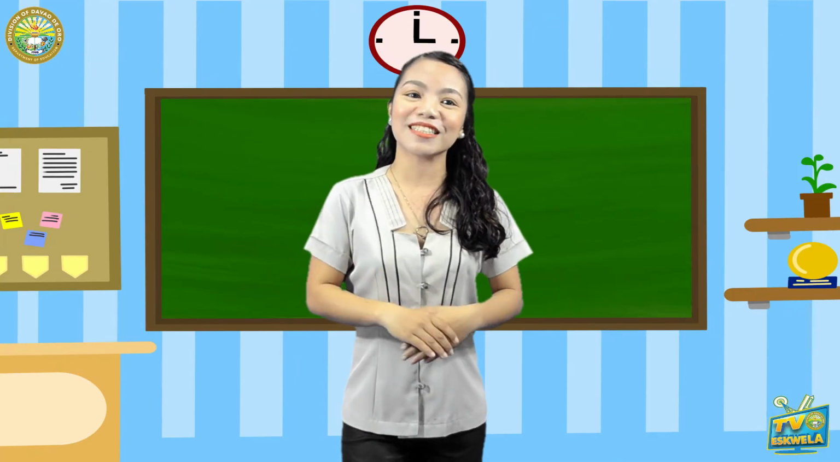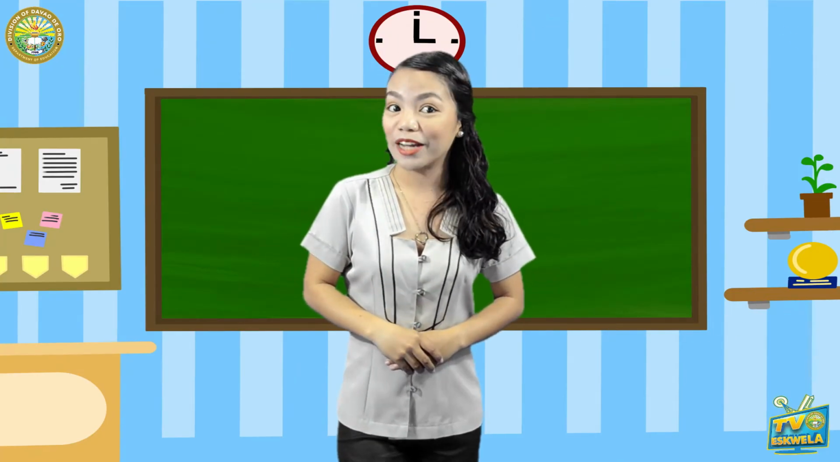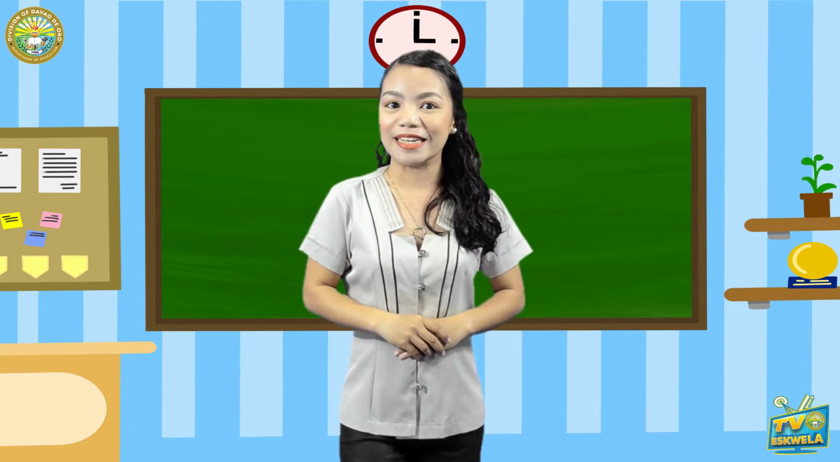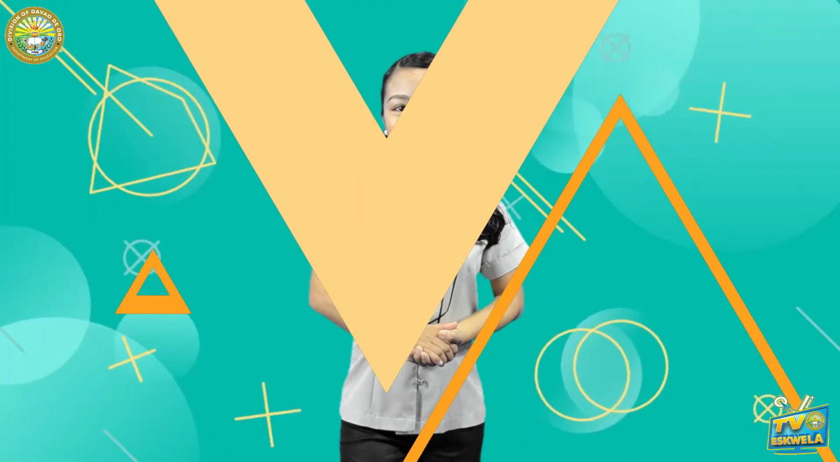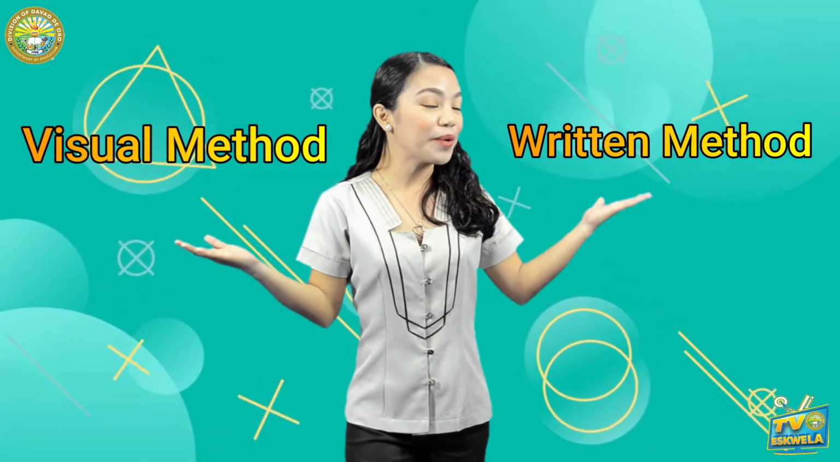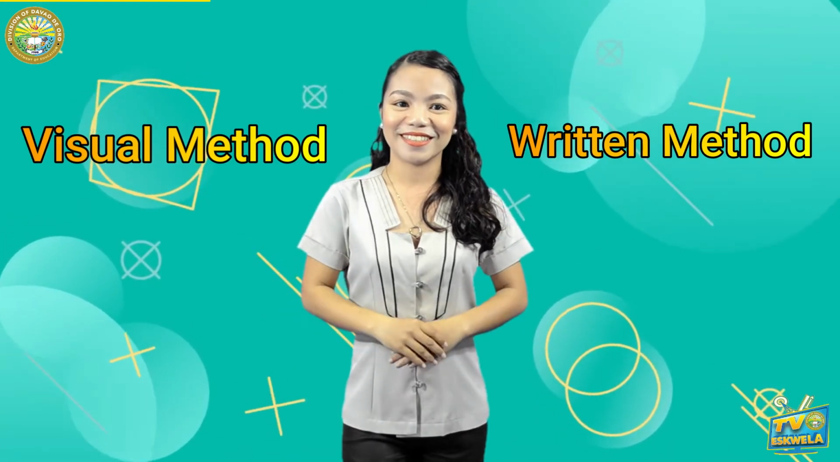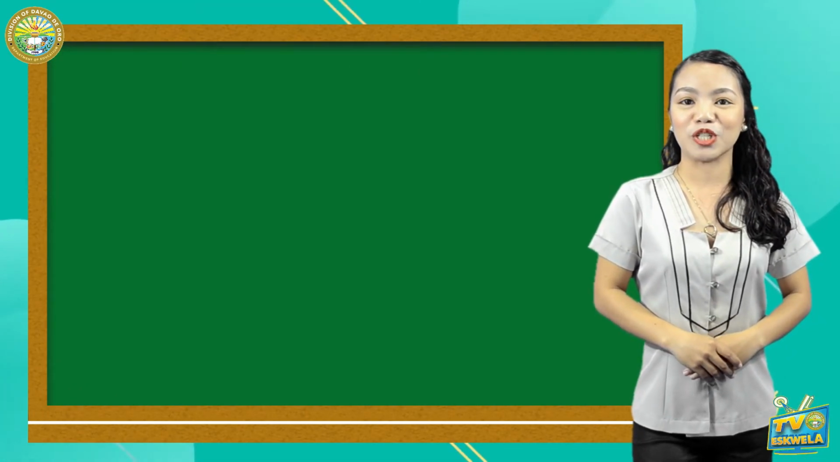We shall now discuss your answers to the questions. Try to see if your idea is correct. The problem can be solved in 2 ways: the visual method and the written method. Let me show you how we do the visual method.